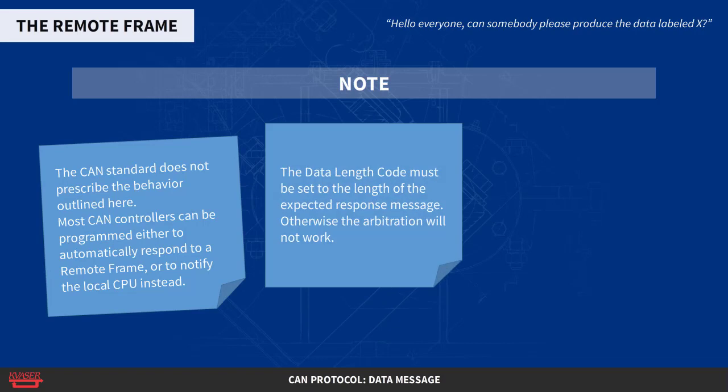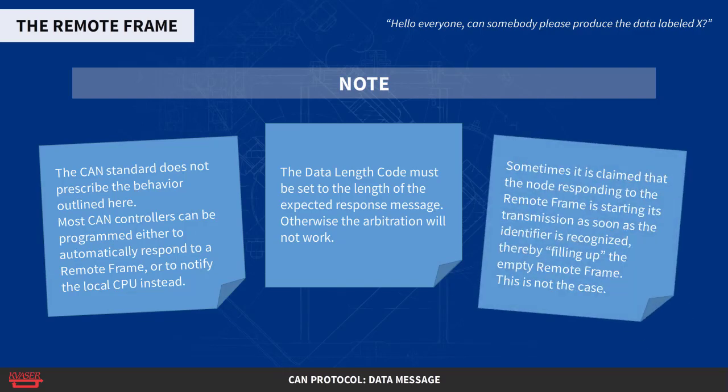The data length code must be set to the length of the expected response message, otherwise the arbitration will not work. Sometimes it is claimed that the node responding to the remote frame starts its transmission as soon as the identifier is recognized, thereby filling up the empty remote frame. This is not the case.